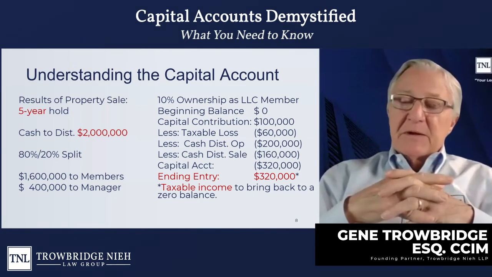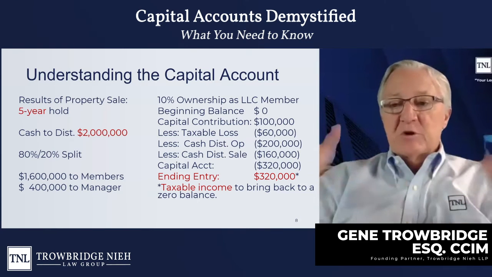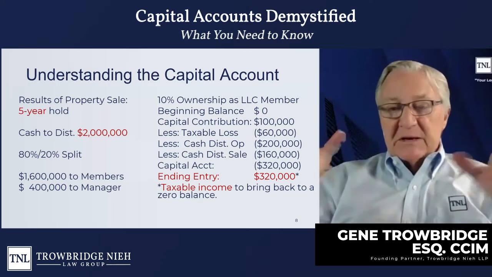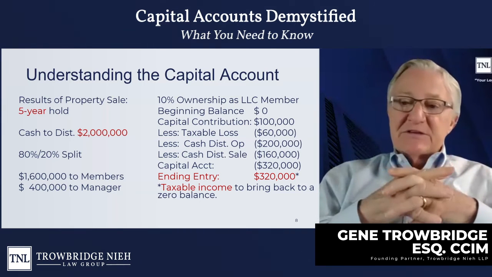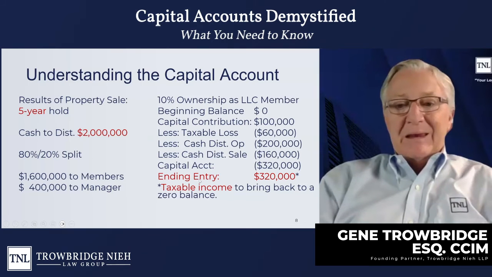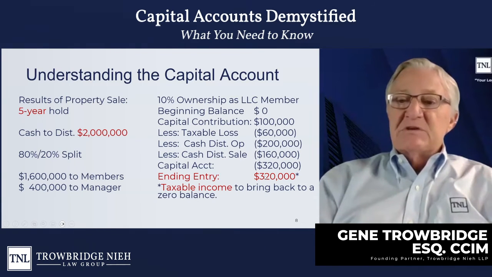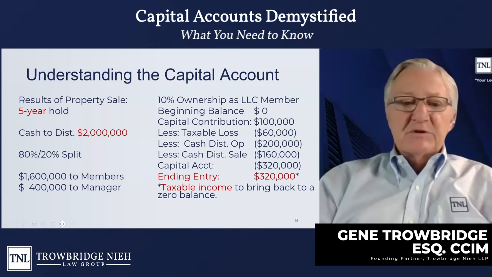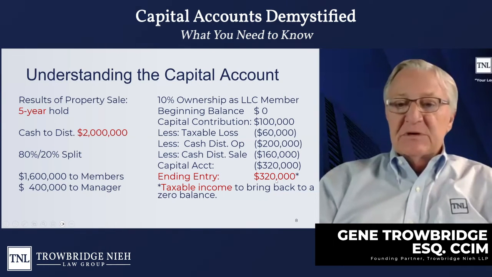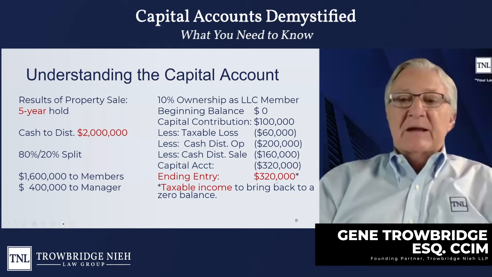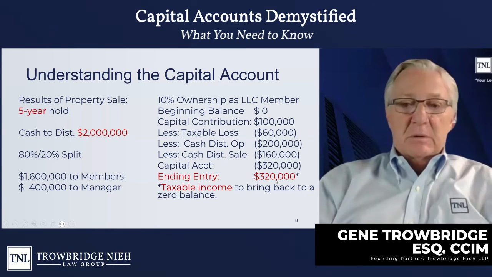Problem is, our capital account has to end at zero. There's no more money to distribute. We're not going to pay in any money. We've already taken into consideration taxes. So the only thing that can happen is there has to be an entry that the accountant makes to give this investor $320,000 of taxable income, which would bring their capital account back to zero.